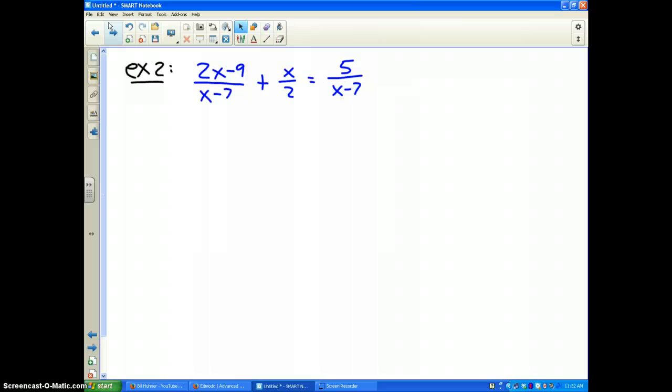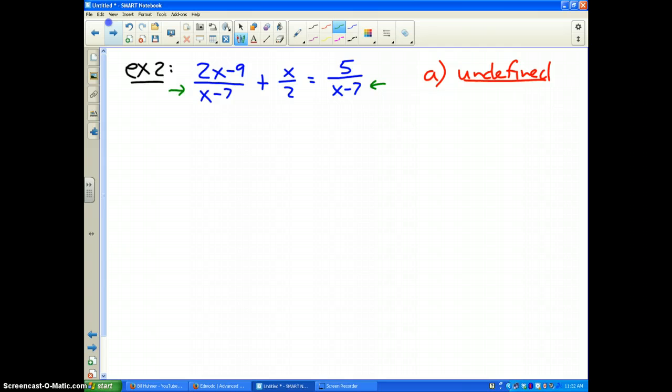Second one. A little bit more challenging, a little bit more complex. Pause the video and write it down. Letter A. Find values that cause the function to be undefined. Well, I notice I have x minus 7 here and x minus 7 there in the denominator, so therefore x cannot equal 7. I cannot have an answer of 7.